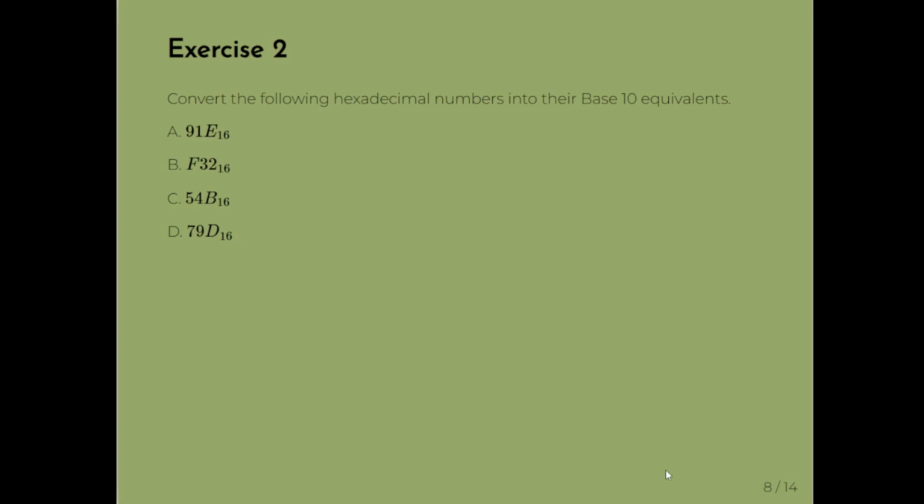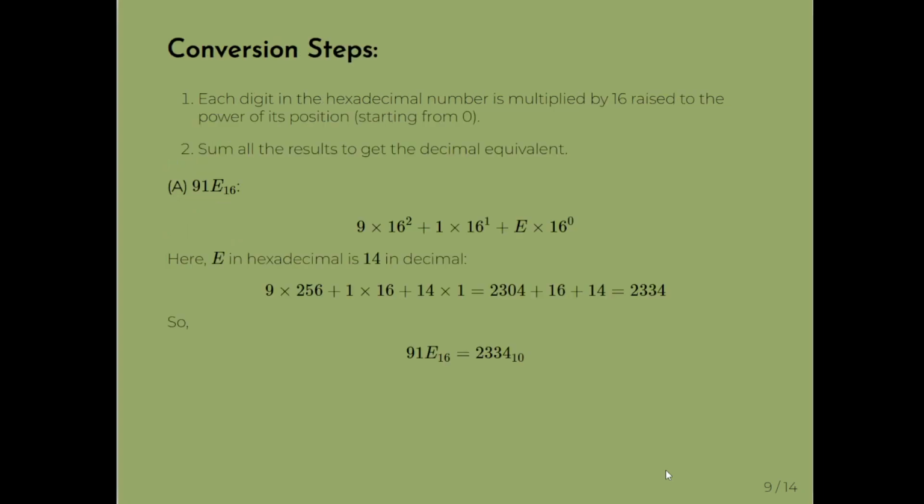By the way, you verbalize them character by character. You won't say 79D as a single number, because that just confuses things. There's no such thing as that in hexadecimal. Just 79D. Okay, so here are the steps. Each digit in the hexadecimal number is multiplied by 16 raised to the power of its position starting from 0. So we will start on the right hand side and work left.